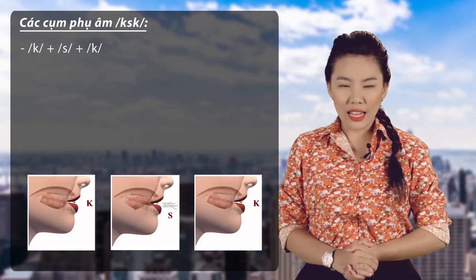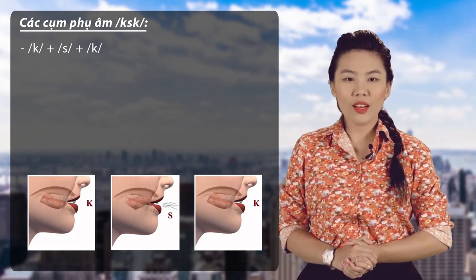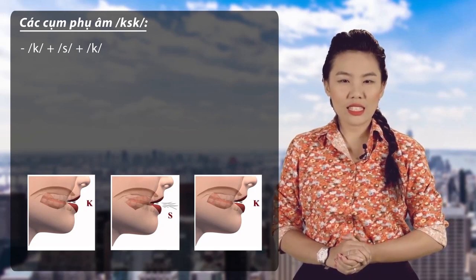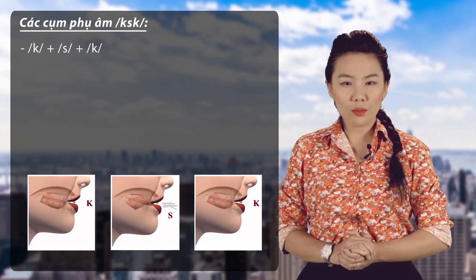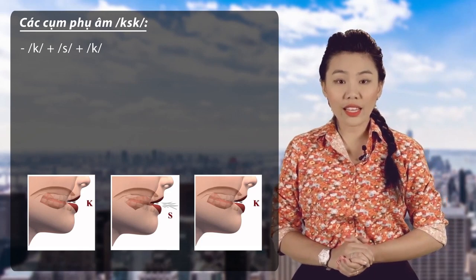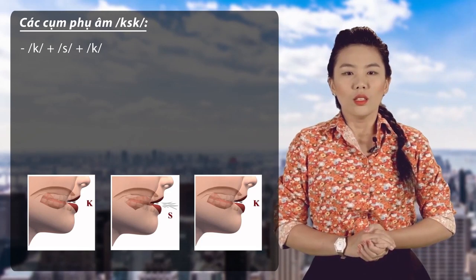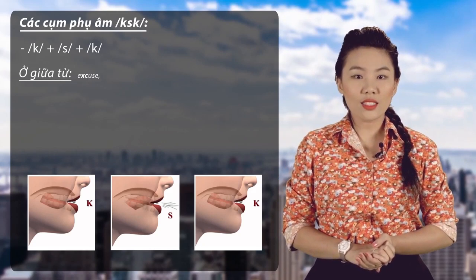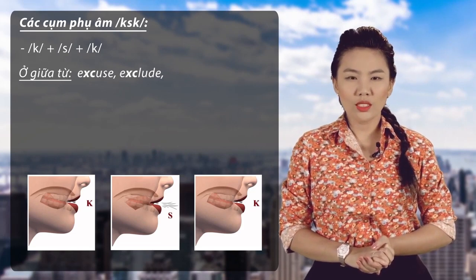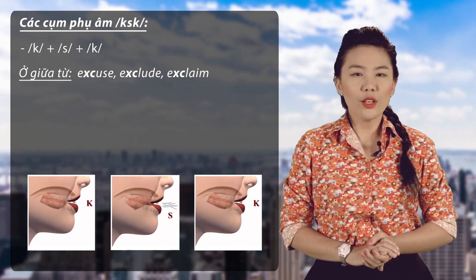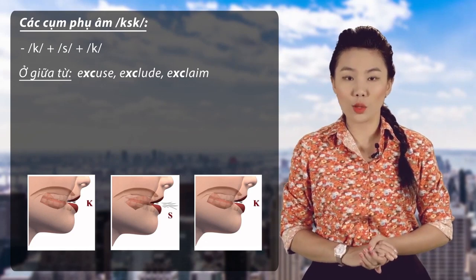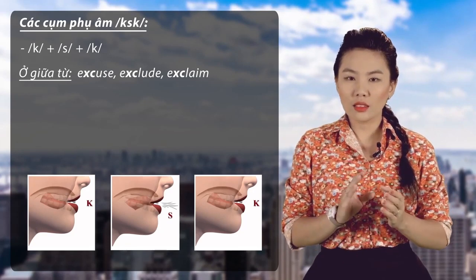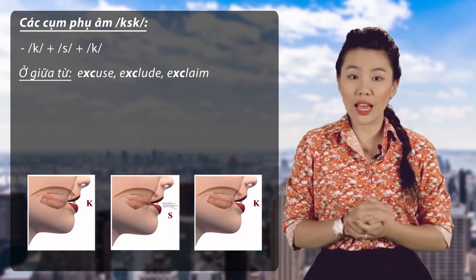Và bây giờ hãy thực hành ksk với các từ. May mắn thay, ksk chỉ xuất hiện trong một vài từ trong tiếng Anh và chỉ xuất hiện ở giữa các từ. Tổ hợp ksk ở giữa các từ chẳng hạn như excuse, exclude, exclaim. Nếu bạn cảm thấy khá khó khăn khi phải nói tổ hợp ksk vậy thì chúng ta có thể tách ra và đặt một cái khoảng trống ở giữa hai phần.